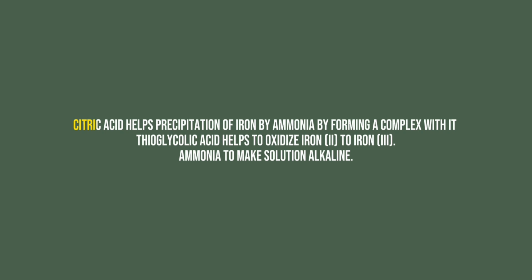Reasons: citric acid prevents precipitation of iron by ammonia by forming a complex with it. Thioglycolic acid helps to reduce iron(III) to iron(II). Ammonia makes the solution alkaline.